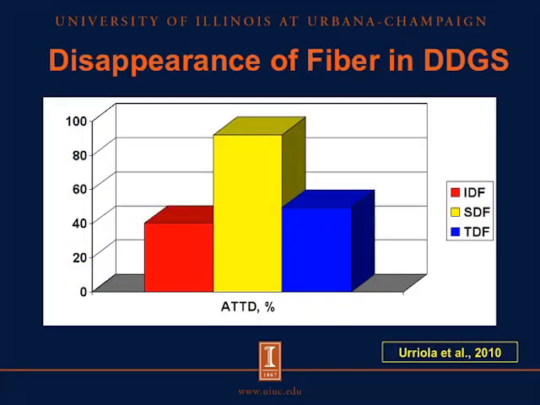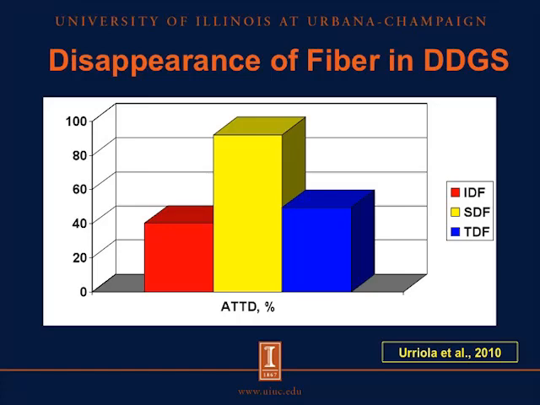As we saw before, we have quite a bit of fiber in DDGS and in other corn co-products. And the fiber can be divided into insoluble dietary fiber and into soluble dietary fiber. And we have here the insoluble dietary fiber in the red bar and the soluble dietary fiber in the yellow bar, and the total dietary fiber, which is the sum of the insoluble and the soluble dietary fibers, in the blue bar.